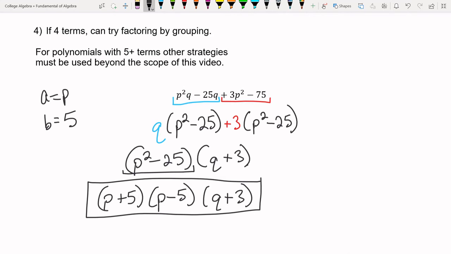Always make sure you take out the greatest common factor in the beginning, and always make sure you ask, when you get close to the end of the problem, what you think might be the end of the problem: can I factor this further?